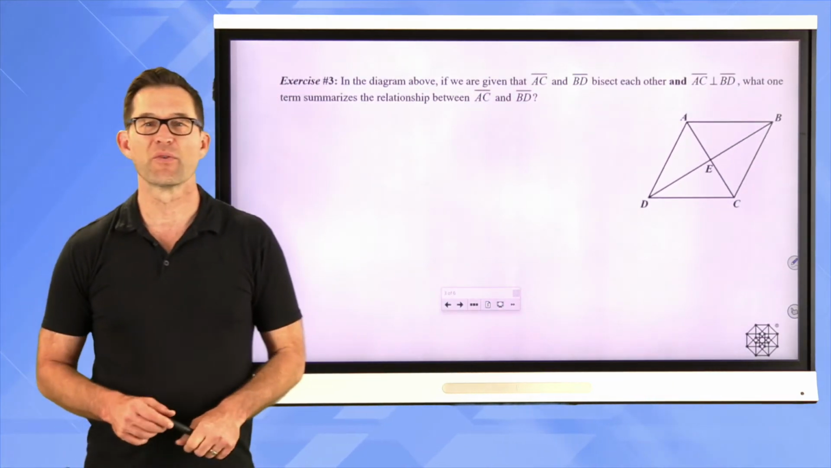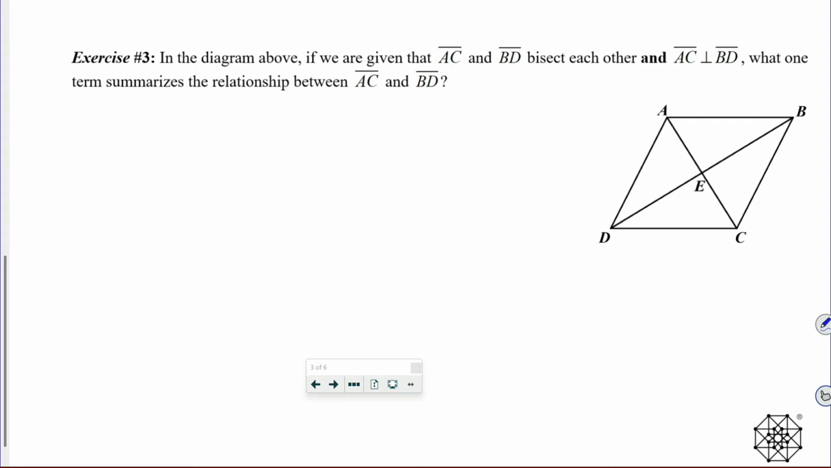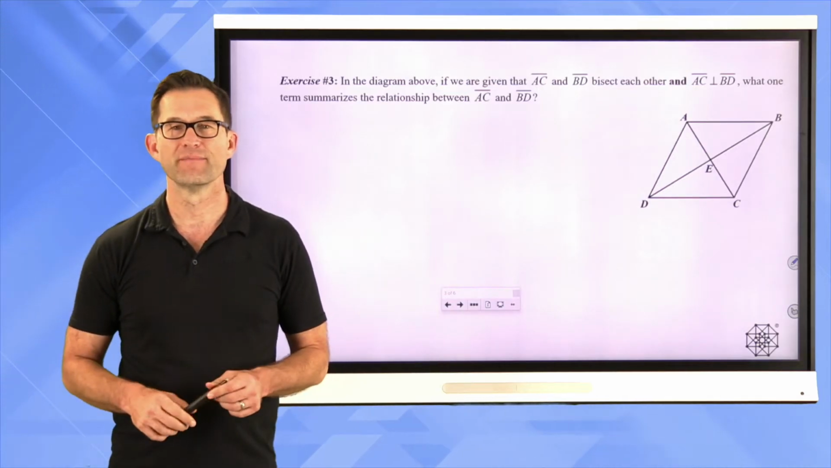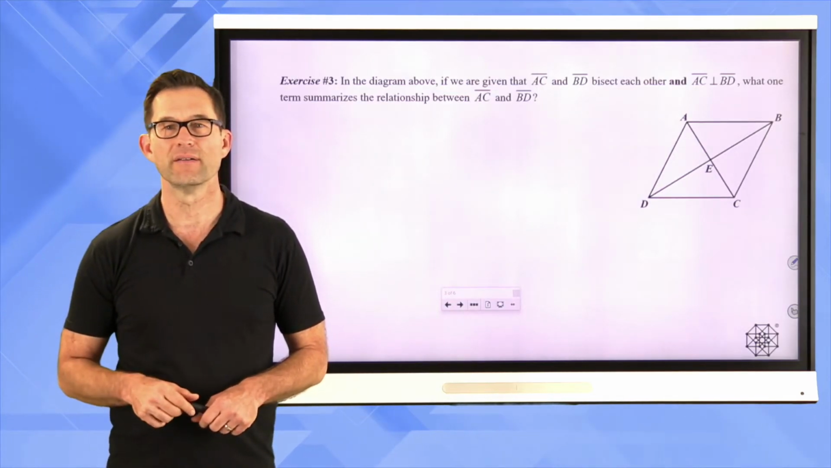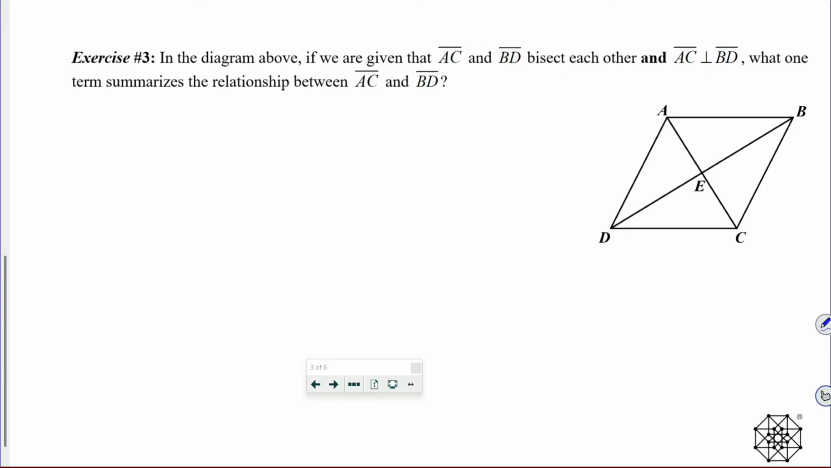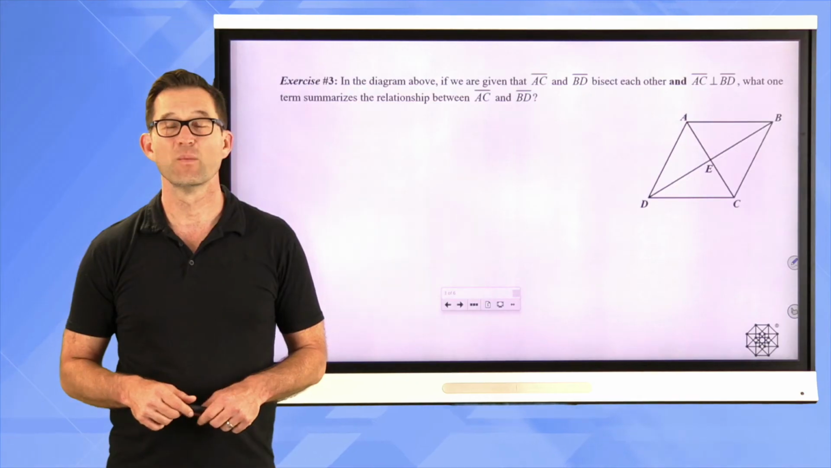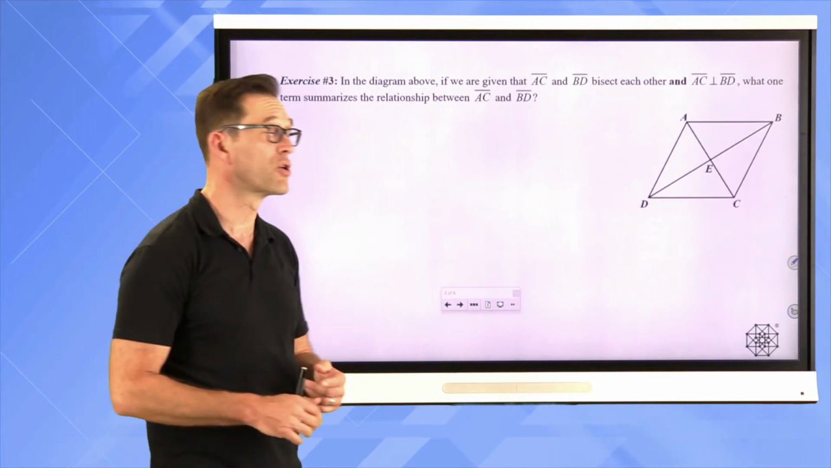All right, exercise number 3. In the diagram above, well, now it's not above, it's below, but you know what I mean. On your sheet of paper, it's above. In the diagram above, if we are given that AC and BD bisect each other and AC is perpendicular to BD, what one term summarizes the relationship between AC and BD? What do you think? Pause the video now, and write down what you can. Well, they are each other's perpendicular bisectors.